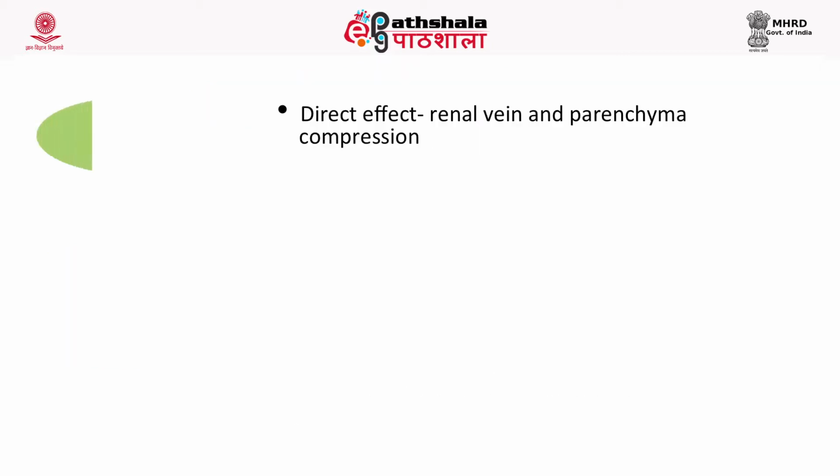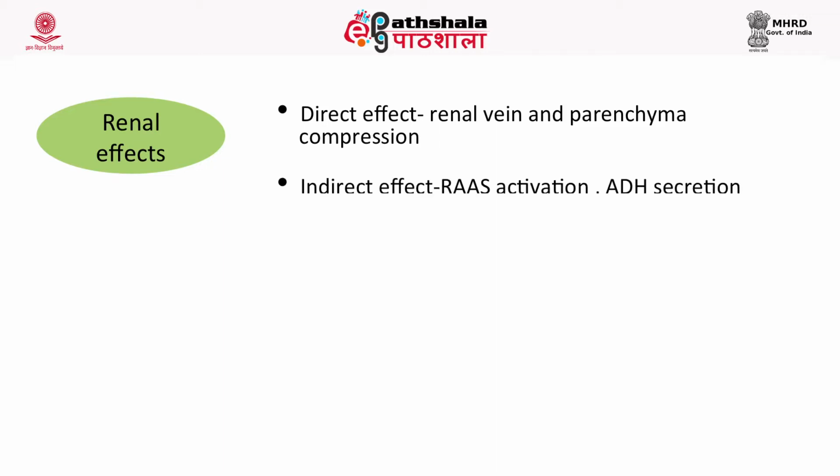The second system that is affected is the renal system. The renal parenchyma and renal vein, to be very specific, are compressed by the pressure, and the renal arteries very little. So what it results in is activation of the renin, angiotensin, aldosterone system, and this is also due to the indirect effect of the gases all over the body, and there is increased ADH secretion.